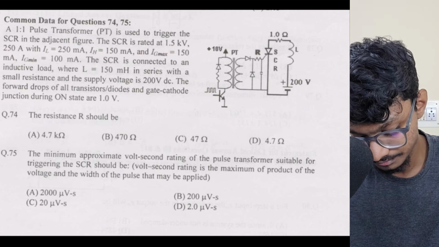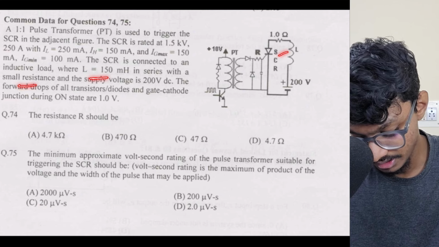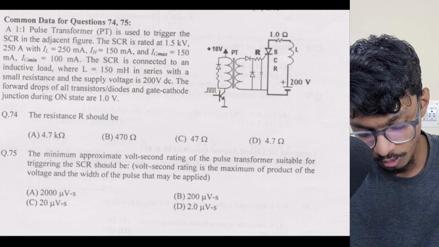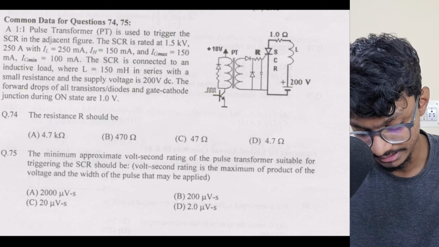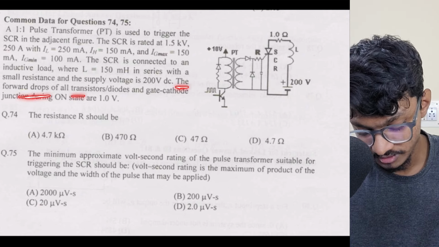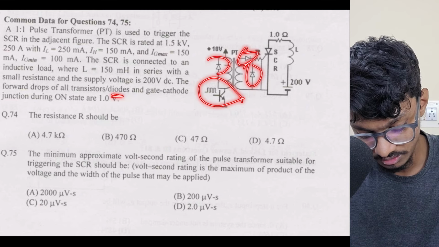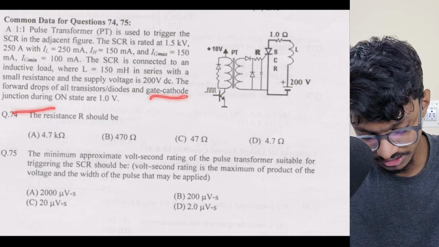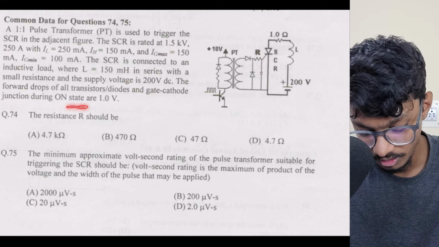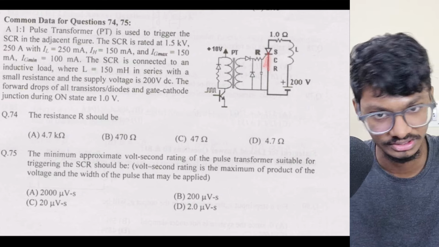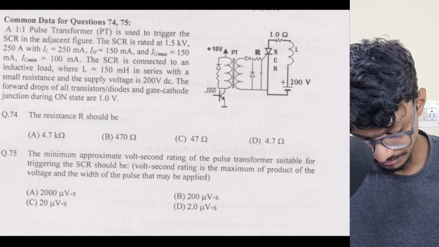And there is an L and a small resistance with this L at the output, and a 200 volt battery is also connected. The forward drops of all the transistors and diodes, these two are diodes, this is a diode, and the gate cathode junction also has a drop during the on state of 1 volt. This is also a PN junction, right? That's why it also has a drop of 1 volt.